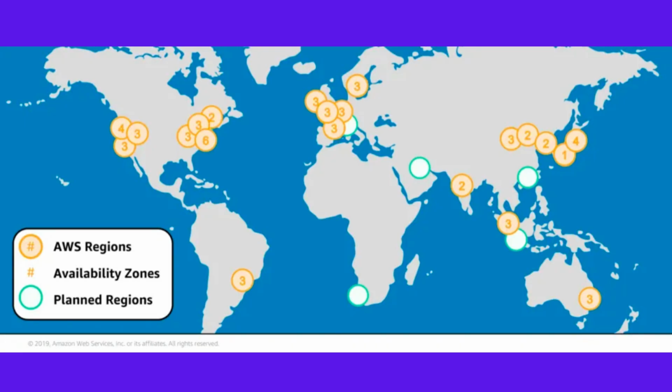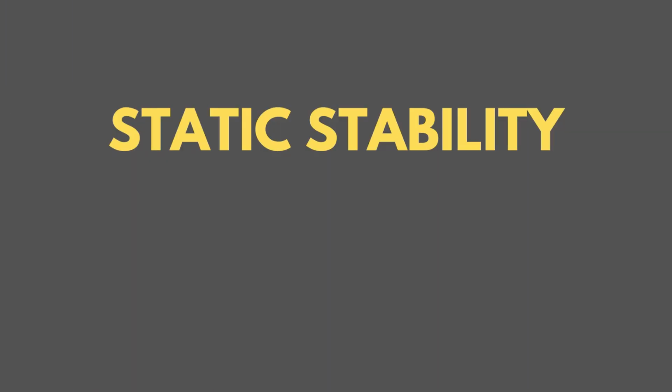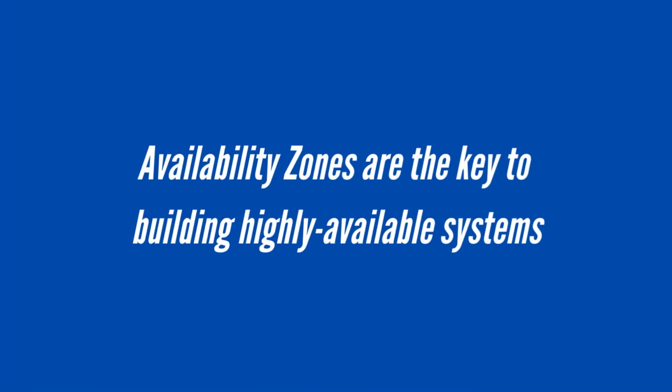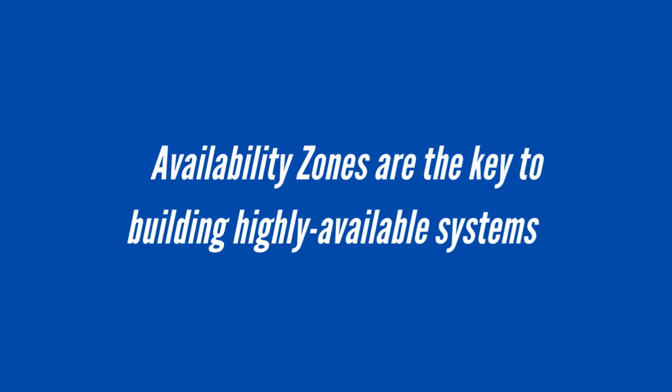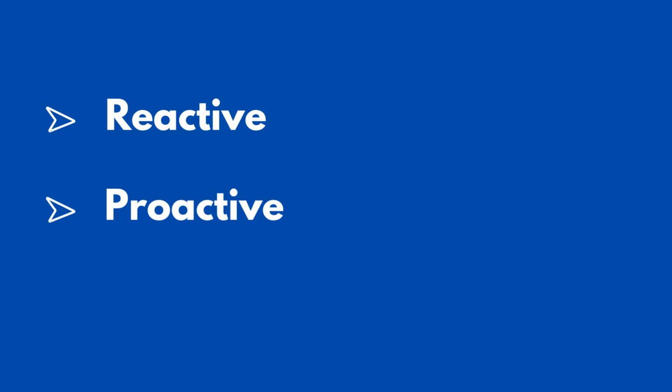In this picture from the AWS Global Infrastructure page, the orange circles denote a region and the number within those circles is the number of availability zones within that region. Availability zones let you build systems with high availability. However, you can do so in two ways, reactive and proactive.